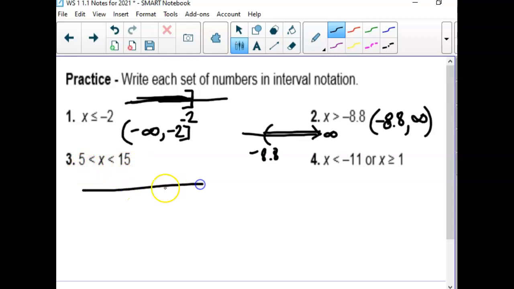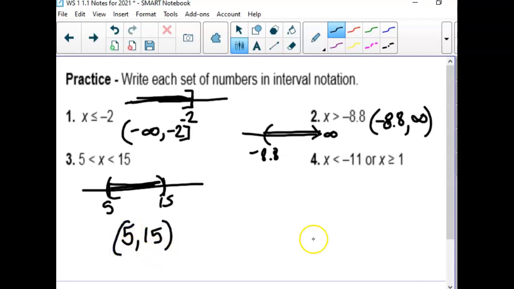This says between 5 and 15. If you were doing a number line, it would be parentheses because there's no equal to and it's in between. So when we write it as an interval, it simply looks like an ordered pair, and you would have to know the circumstance to be able to tell that it wasn't an ordered pair. Like if it said domain and I saw this, I would know that didn't mean an ordered pair.